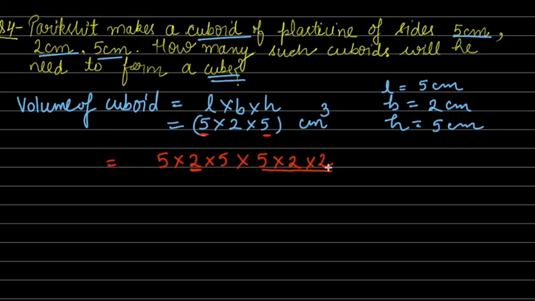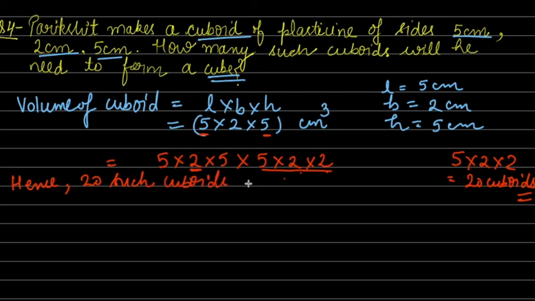So 5 into 2 into 5 was the volume, but to make it a perfect cube, as Parikshit has to make a cube now, we have to multiply it with 5 into 2 into 2, right? So this much is how much? 5 into 2 into 2 is how much? 20 cuboids, right? So what will you write? Hence 20 such cuboids are needed to make it a perfect cube.